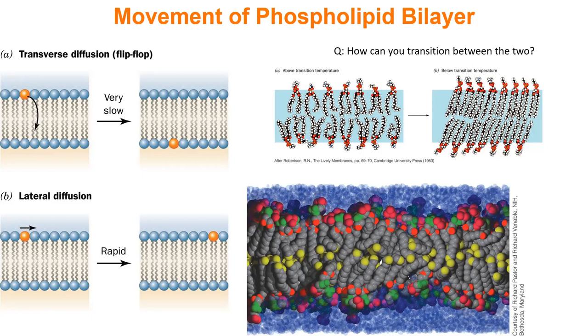Like I said, it takes one lipid one day to do that. So in every one of your cells after a 24-hour period, you might have one lipid that did transverse diffusion. And you have millions upon millions of lipids in each one of your cells. So still very rare, but more possible when you're more fluid-like.